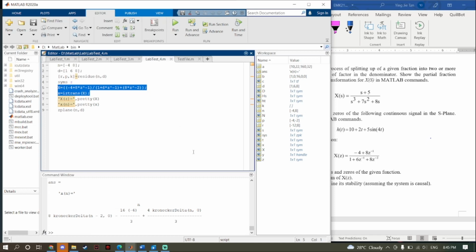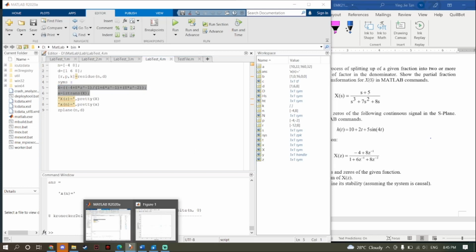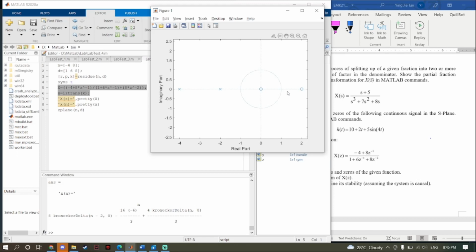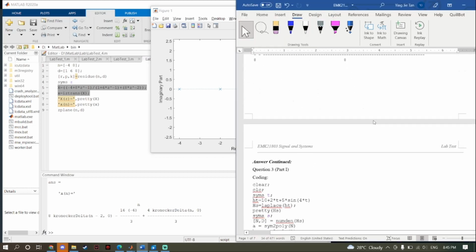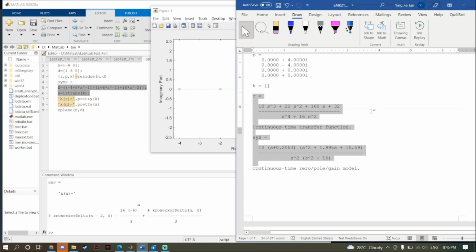Okay, so for a moment please. I think it's already out. Oh yeah, it's already out. So this is our zero and pole diagram, and you can see that here we have 2 zeros and 2 poles. And next we are going to see our output and also the part ABC in our Word file.